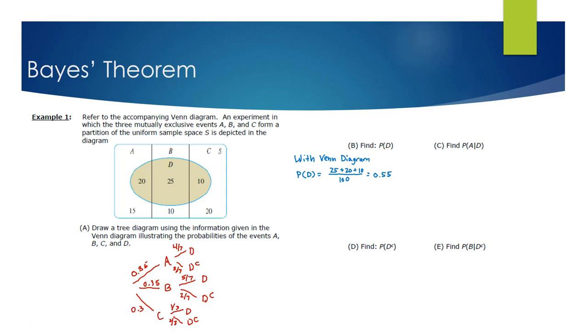If I was using a tree diagram, which is how they come up with the formula for it, I would have the probability of D equaling the probability of D given A plus the probability of D given B plus the probability of D given C. And basically, I would have to do 4/7 of 0.35, 5/7 of 0.35, and 1/3 of 0.3, add those together, and I would get the 0.55.